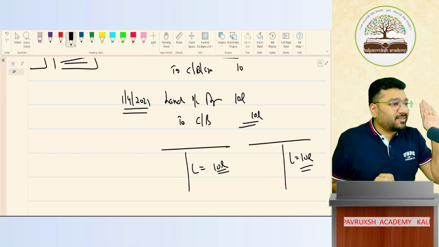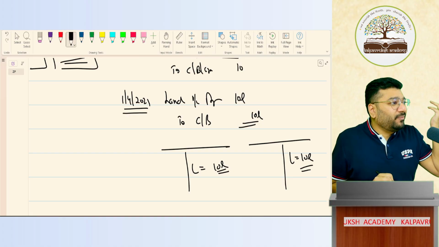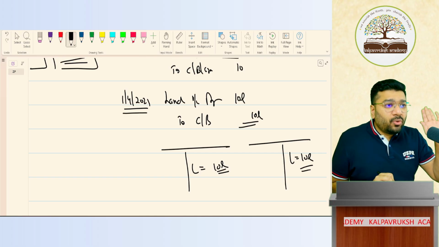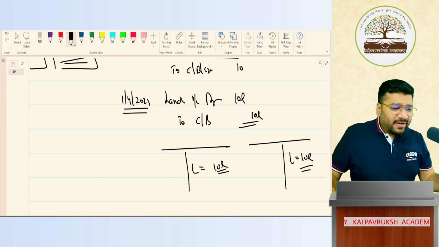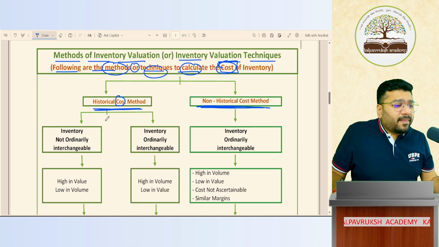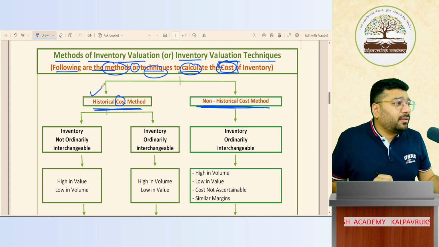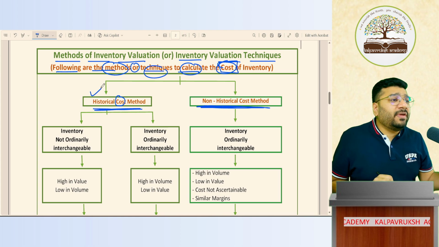Past acquisition cost. That is called history. History means past only, no? Past acquisition cost of the asset is called historical cost. Is it okay or not okay? Tell me. Fantastic. So when an entity considers the historical cost method as a base to calculate the cost, how do we calculate is what we are going to learn.